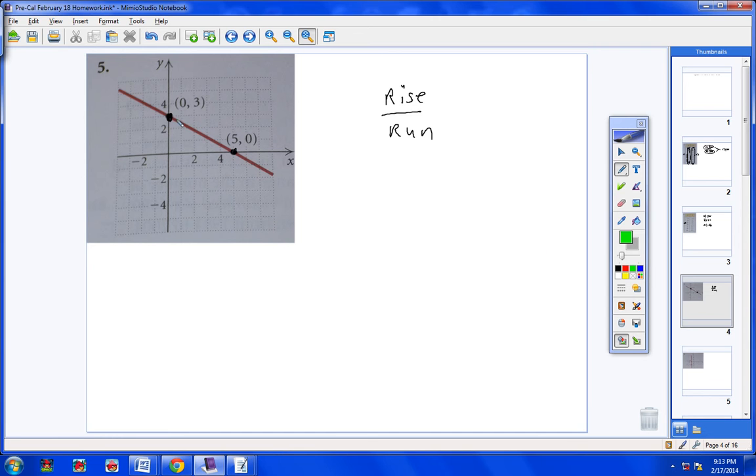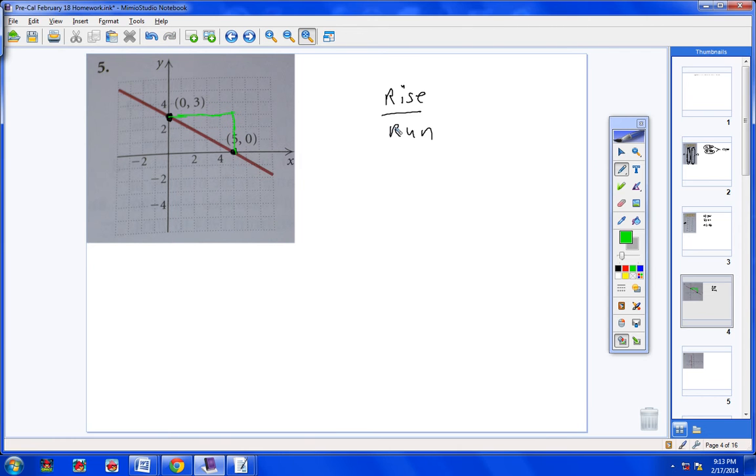And then remember, you draw a triangle. Now you can go to the right and then down. That's acceptable. Or you could go, if you wanted to, down and then to the right. And that's acceptable too. It really doesn't matter. I'm going to go this way and then this way.